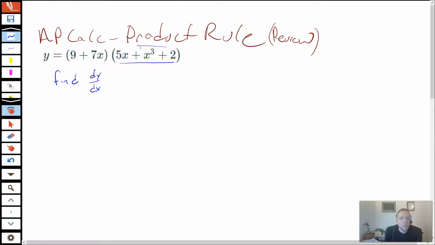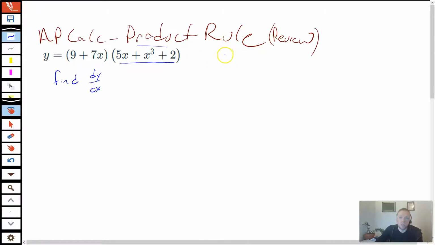Notice in this case we could actually just multiply these together. The long way, I could distribute 9 across this whole thing, and then distribute 7x across this whole thing, add those together, and then take the derivative of that. But that's actually not the easiest or fastest way to do it, so this is a little shortcut in this case. And it happens to be what we're practicing, so that's useful to us.